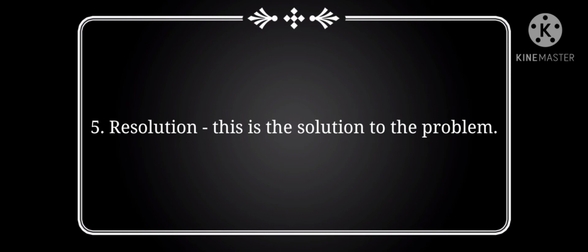And the last one is resolution. When we say resolution, this is the solution to the problem in a story. The solution may or may not be what you hope for, but as long as it fits the story in tone and theme, the conflict has been resolved. So those are the different parts of the story structure under the plot. Next is conflict.